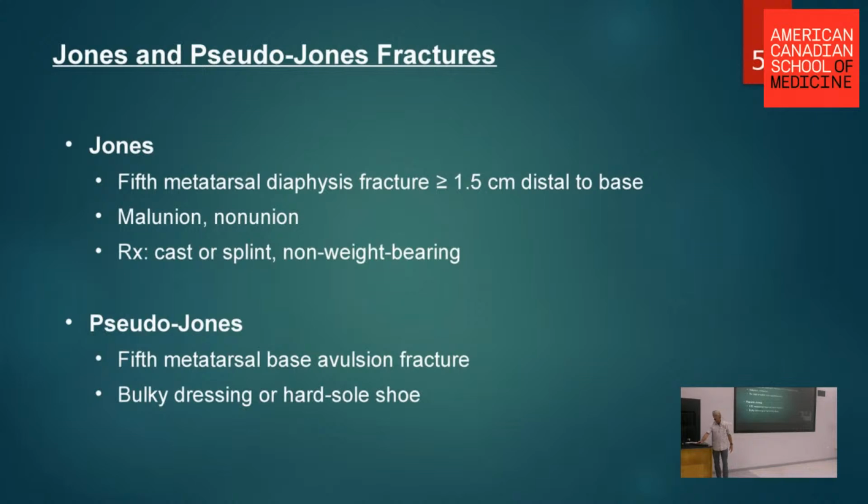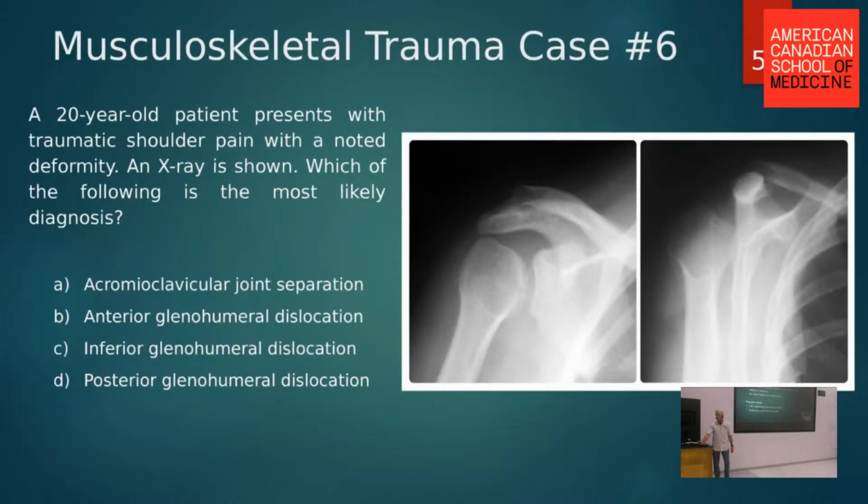Let's see, we talked about this. So the pseudo-Jones, that's that avulsion fracture. That one, you just need a bulky dressing, put them in a shoe, tell them weight bearing is tolerated. The Jones fracture, you're going to need a hard cast, at risk for malunion, non-union, non-weight bearing, close follow-up with those.